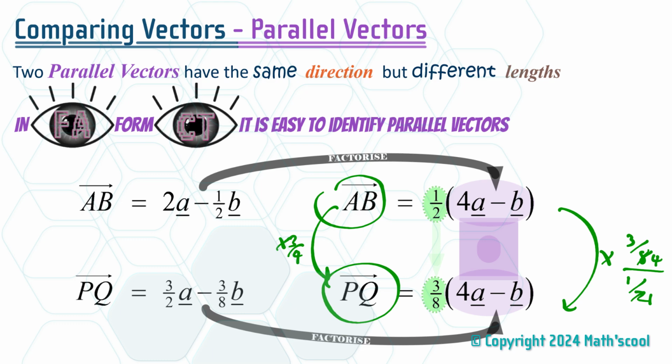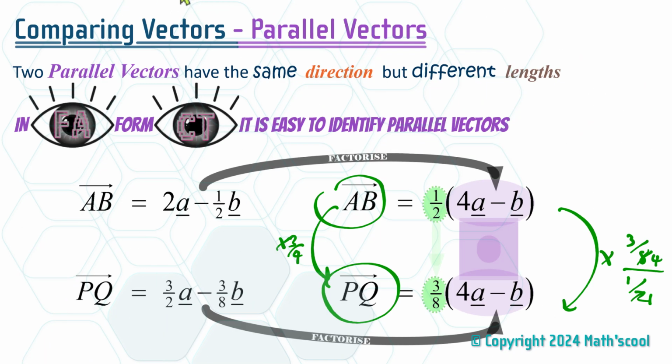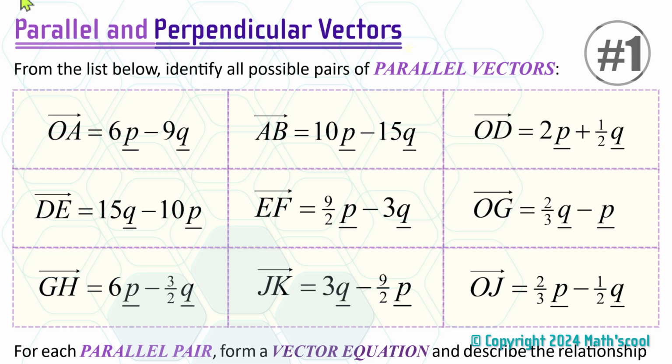So like we did on the previous one, you have to write a vector equation like this. Some sort of vector equation like that, and that vector equation leads to 2 conclusions. Number 1, they're automatically parallel. You can only write that equation if they're parallel. And number 2, this number here tells you what the length of one is in proportion to the other. Okay, so you have to do that for all of those questions.